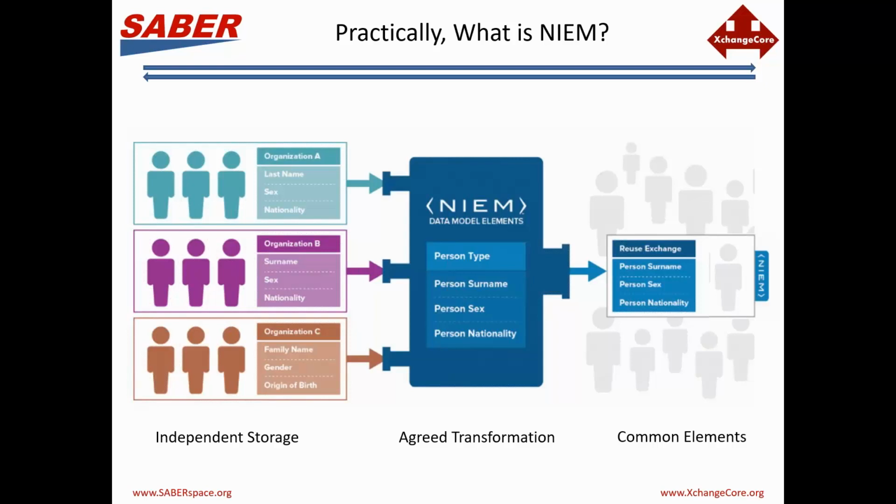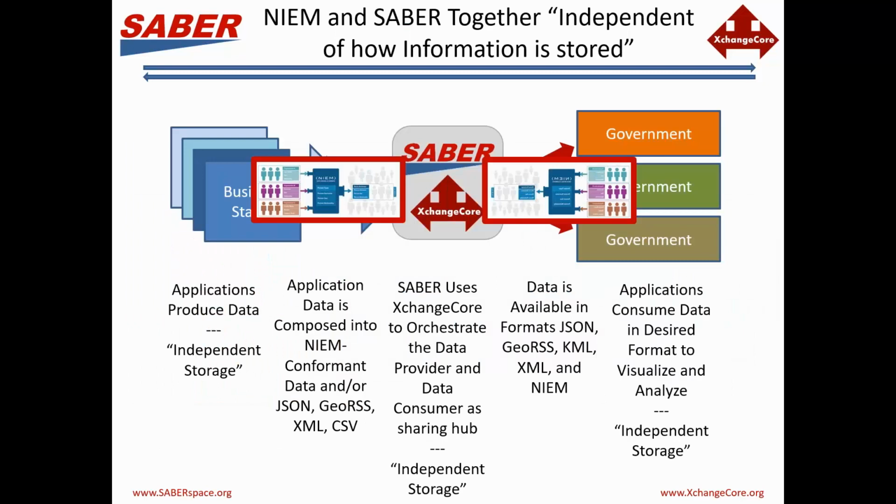Because over on the right-hand side are going to be recipient organizations. And they have to do exactly the same translation to put it back into their system. Let's see how that works in SABER. Remember that phrase, independent of how information is stored. So we start out with this flow that you saw earlier for SABER. Business status, into SABER, out to all those other organizations.